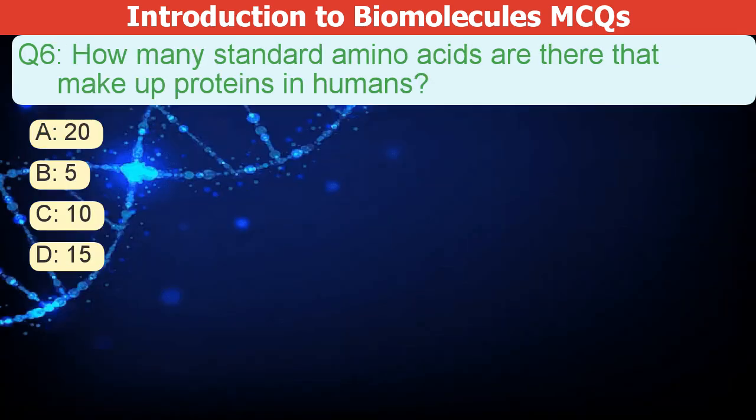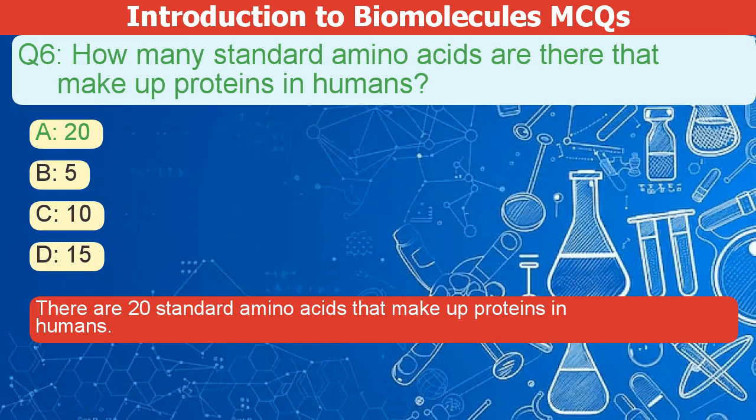How many standard amino acids make up proteins in humans? A. 20. B. 5. C. 10. D. 15. The correct answer is A. There are 20 standard amino acids that make up proteins in humans.